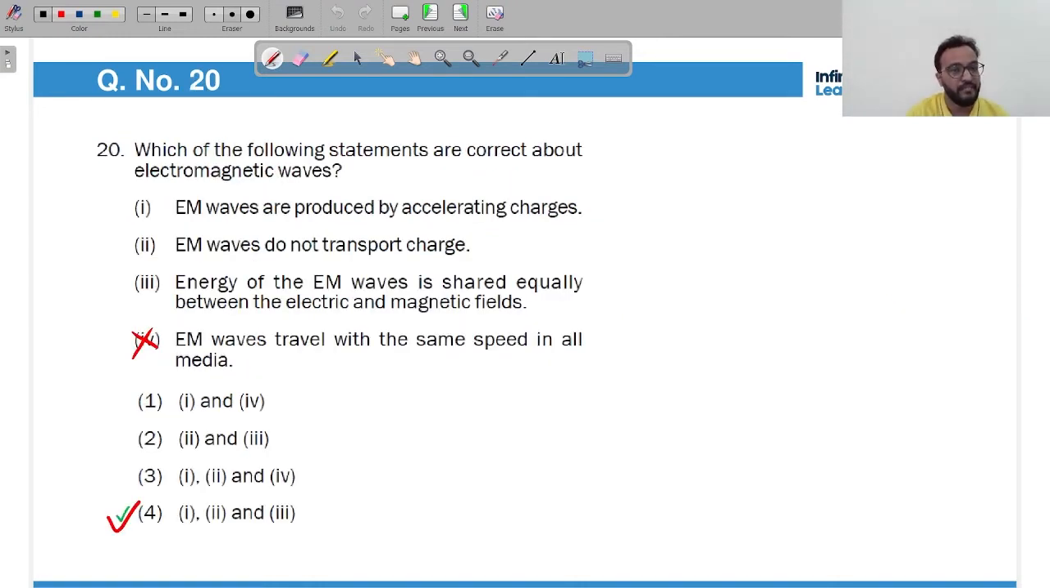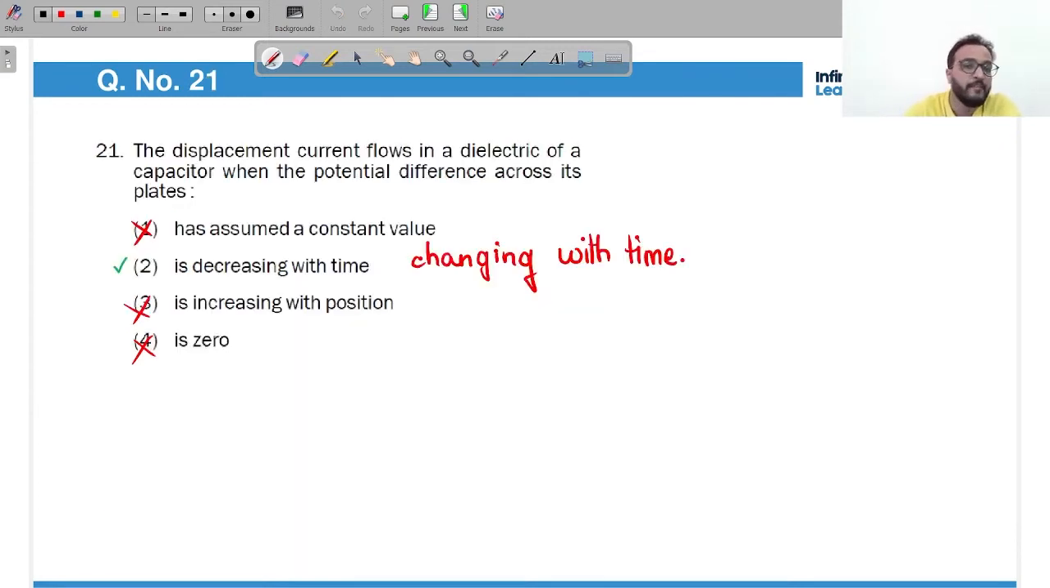Question number 20. See, electromagnetic waves, they are produced by accelerating charges. Yes, very right. Do not transport charge. Yes, they do not transport any charge, right? Energy of electromagnetic waves is shared equally. Yes, shared equally between electric and magnetic fields. They travel with the same speed. No. Electromagnetic waves also change their speeds in different medium. So fourth is wrong. 2 and 3 are right. 1, 2 and 3 are right. That means this is right.